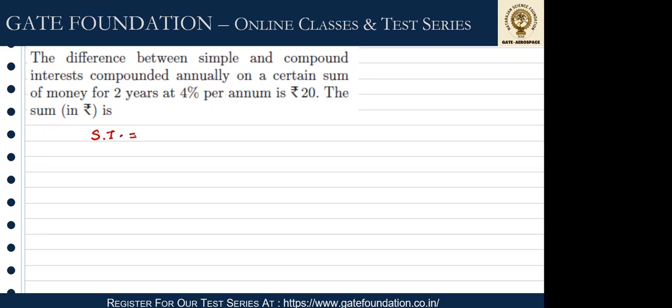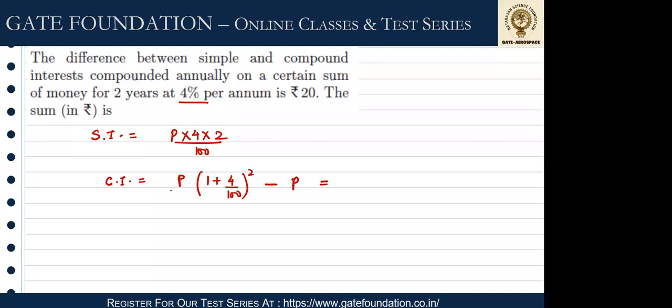Let's say the simple interest is P into R, which is 4% per annum, and time is 2 years, by 100. So this is the simple interest. If we talk about compound interest, what will be the compound interest? It is the amount. What is the amount over here? P into 1 plus R, R is 4 by 100, raised to the power t, that is square, minus P, right?